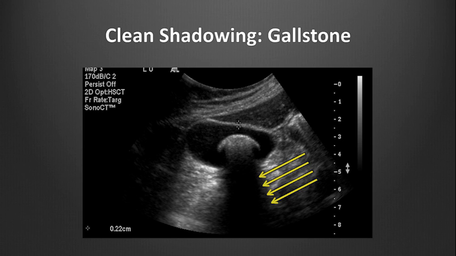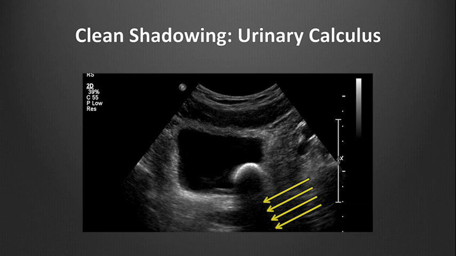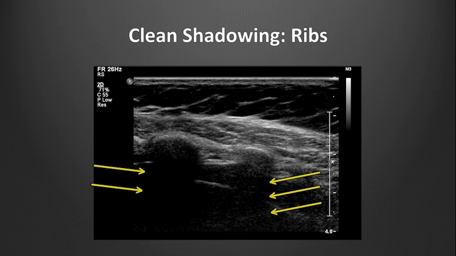The yellow arrows here show a dark, hypoechoic area of loss of signal deep to the hyperechoic or bright white circular structure of the gallstone that is within the gallbladder. Here we see another example of clean shadowing deep to a urinary calculus within the bladder. The shadow is dark, shown here with the yellow arrows. It has crisp edges and is directly deep to the hyperechoic calculus. The ribs, as seen here, also produce clean shadows.